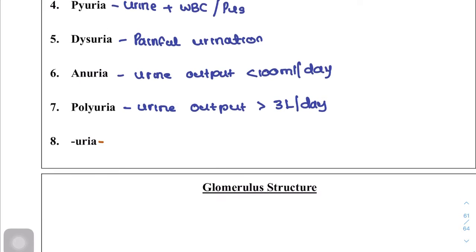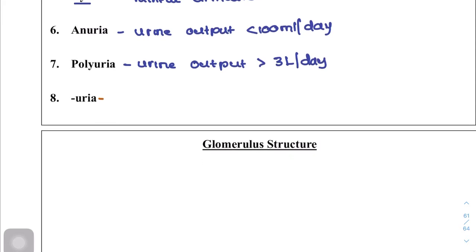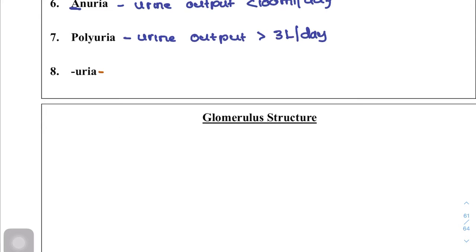Next, dysuria. If you remember from reproductive pathology, whenever you add the word dys, it means painful. So dysmenorrhea is painful menstruation. Similarly, dysuria is painful urination. Next, anuria. Whenever you put the word a, that means it's absent or it's very low. In this case, urine output is less than 100 milliliters per day. That means our kidneys are not producing urine.